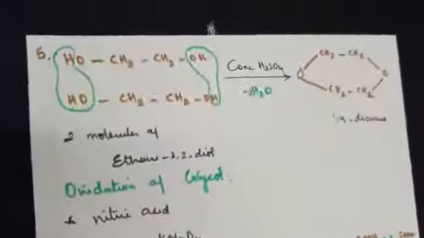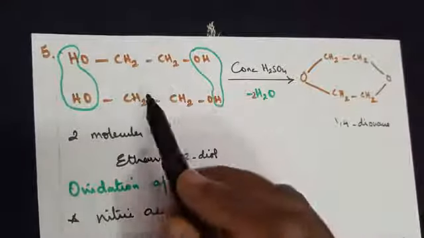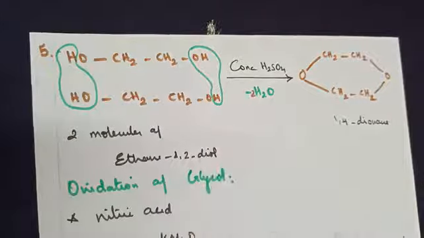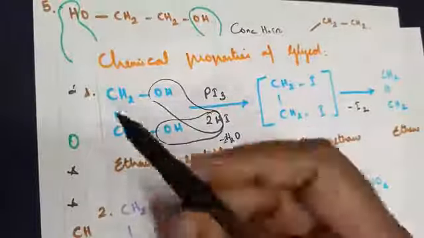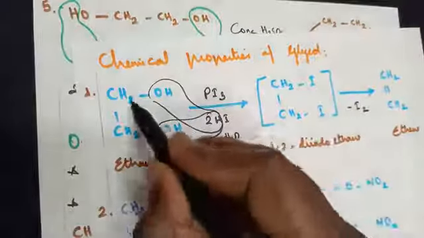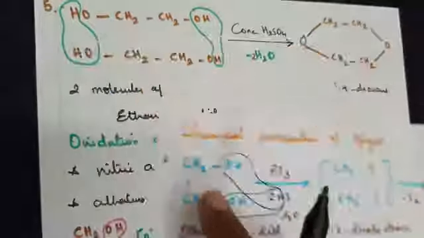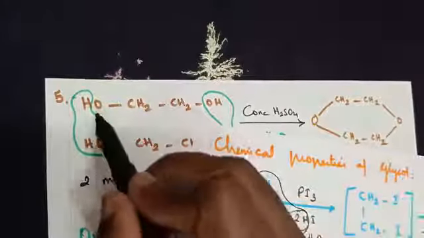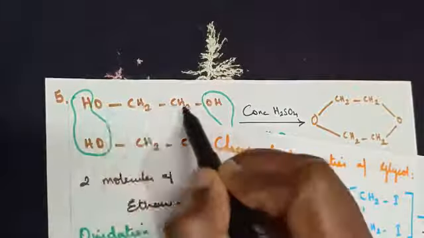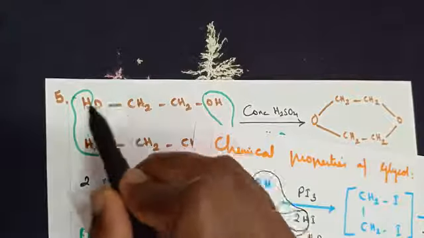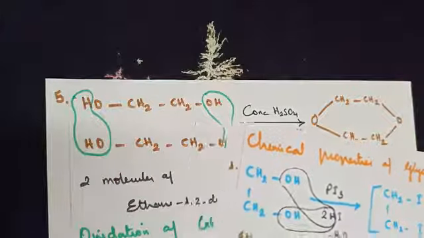Moving on to one more general chemical property: 2 molecules of ethane 1,2 diol. So far we wrote it in a chain form, CH2OH and below that CH2OH. If you split and write it in a straight line, it will be OH, CH2, CH2OH, meaning one carbon has a hydroxyl group, and the other carbon also has a hydroxyl group.